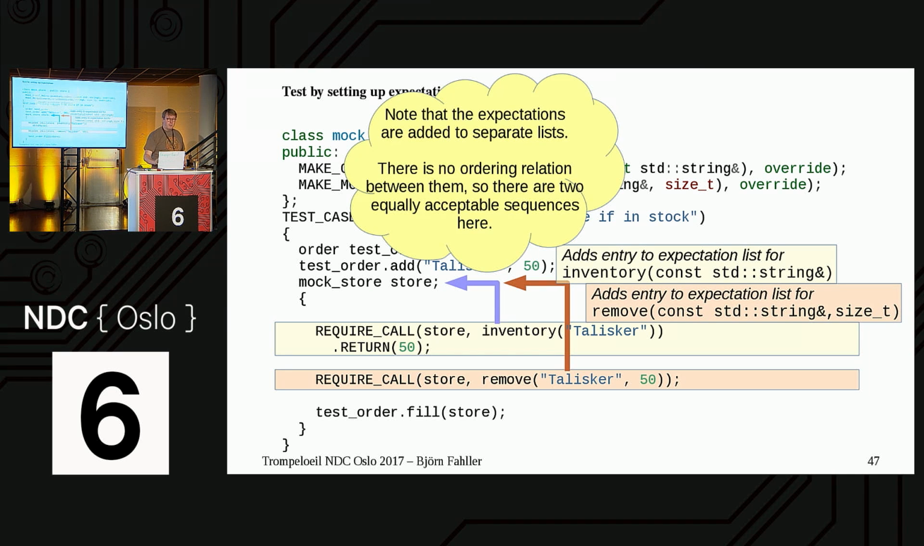You may note now that these two are added to separate lists. There's one list of expectations for inventory, and there's one list of expectations for remove. So from Trompeloeil's point of view, these expectations are logically parallel. We don't care if inventory is called before remove or the reverse, which often makes sense, but in this case it's kind of weird, isn't it? So we can change that.